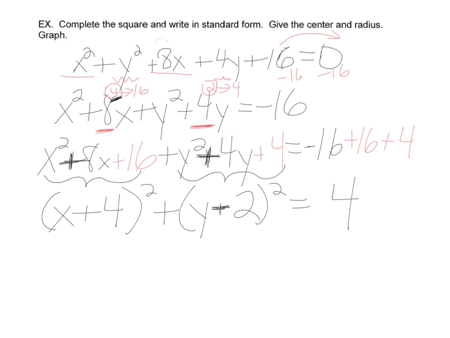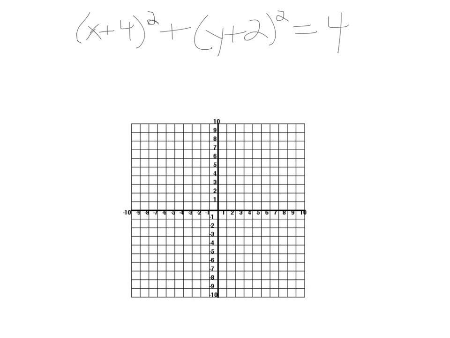Now it's in standard form. So I rewrote it in standard form, and we need to name the center. So the center, flip the signs, is -4, -2. And my radius is the square root of 4, which is 2.